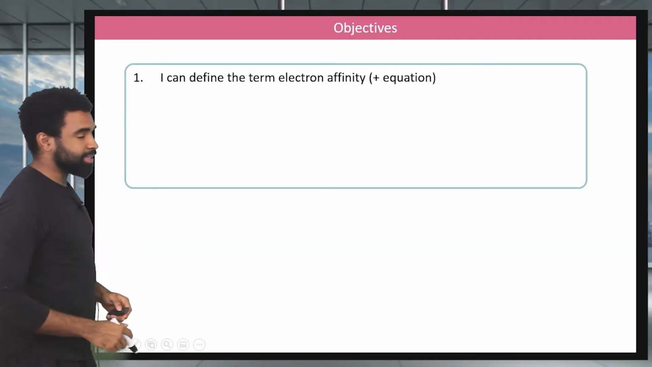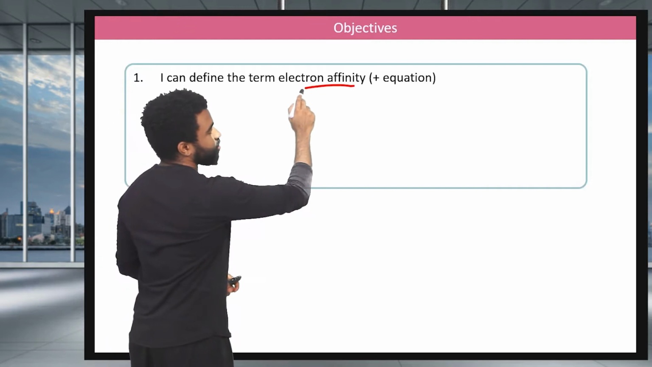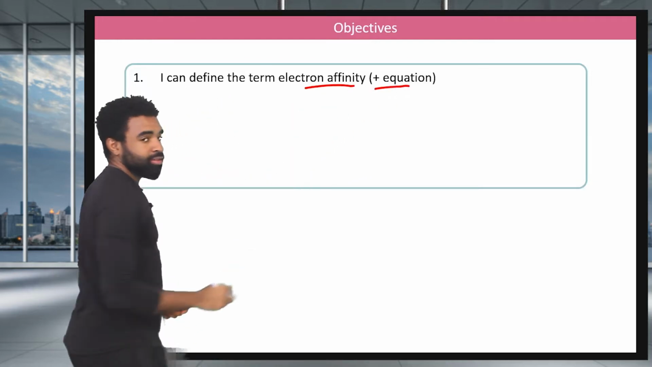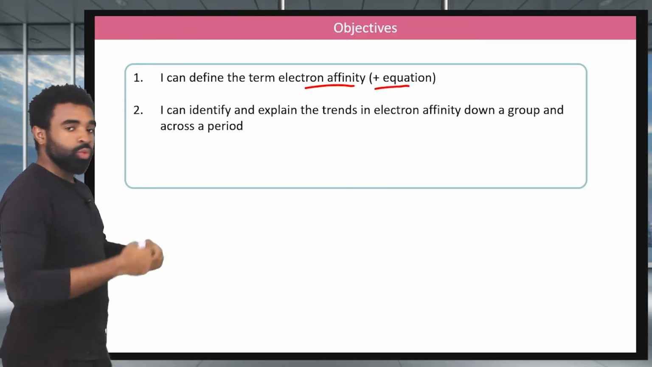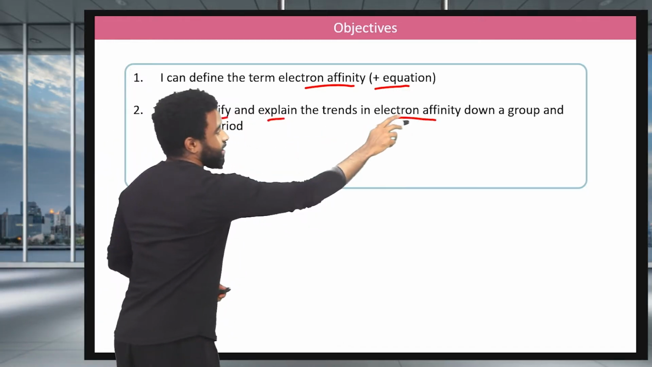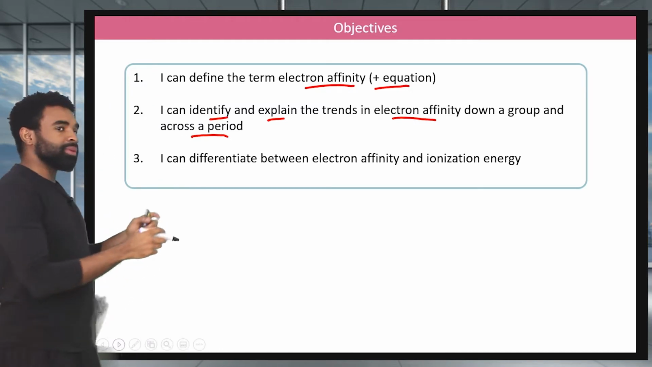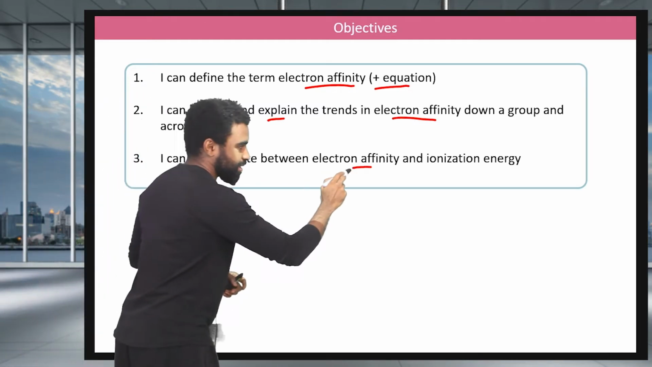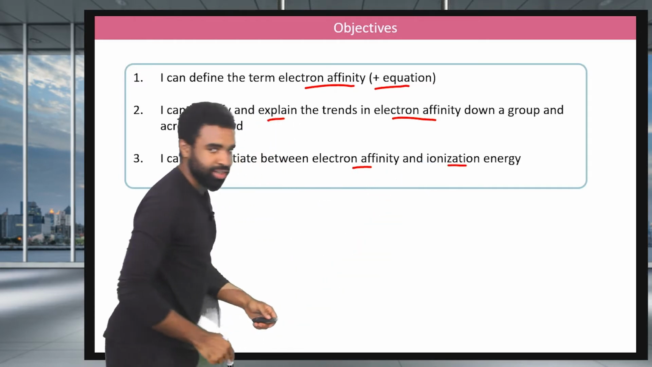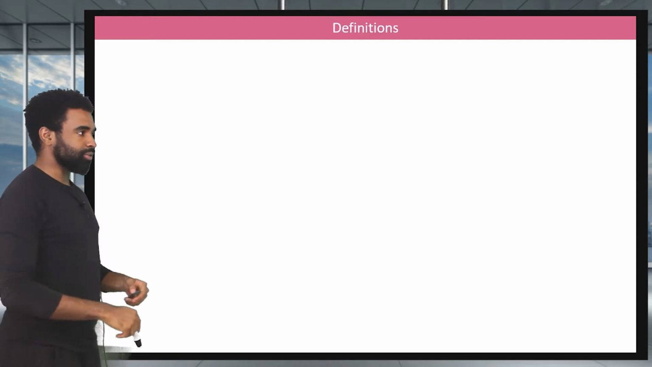Our formal objectives are the following. We'd like to be able to define the term electron affinity and give the relevant equation. We'd like to be able to identify and explain the trends in EA down a group and across a period. And finally, we'd like to be able to differentiate between electron affinity and ionization energy. So let's get started by trying to arrive at a definition of electron affinity.